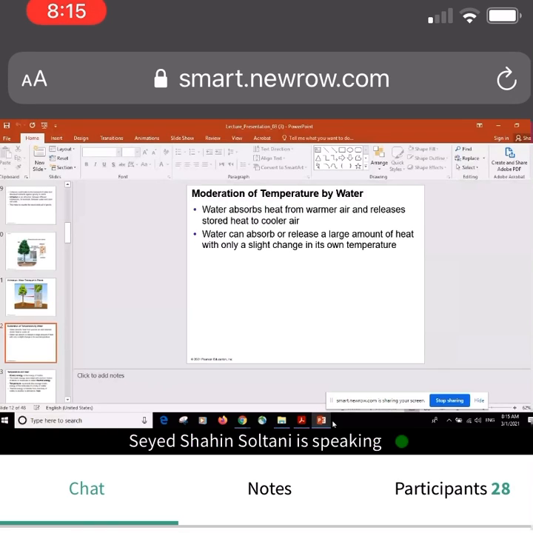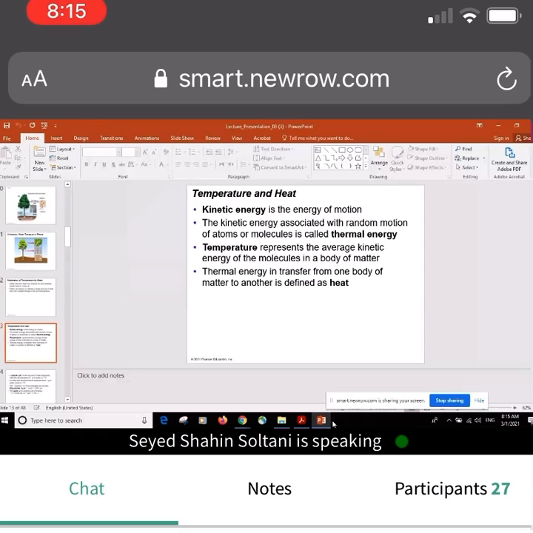So this is how the water can moderate the temperature. It absorbs the hot air and actually stores it, leaving cooler air. So heat is a kind of energy, sorry. We have different types of energy. When you have energy that moves things, that is called kinetic energy. The energy that increases the temperature is called thermal energy or heat energy.